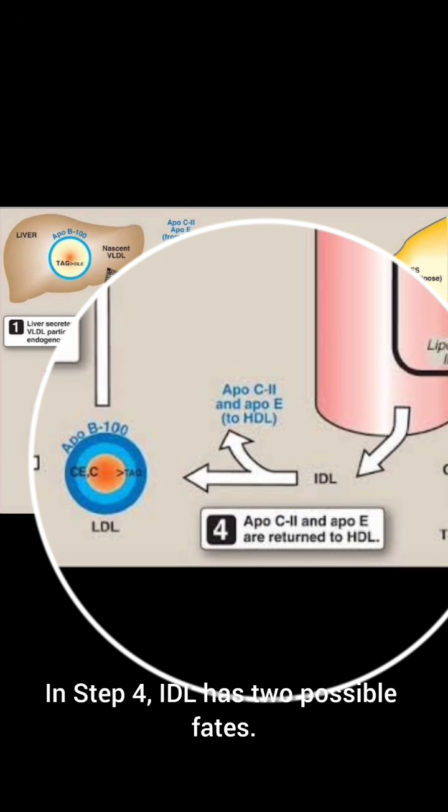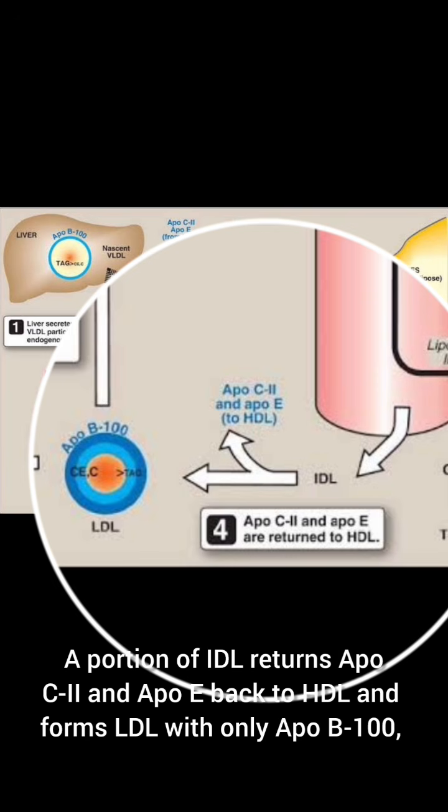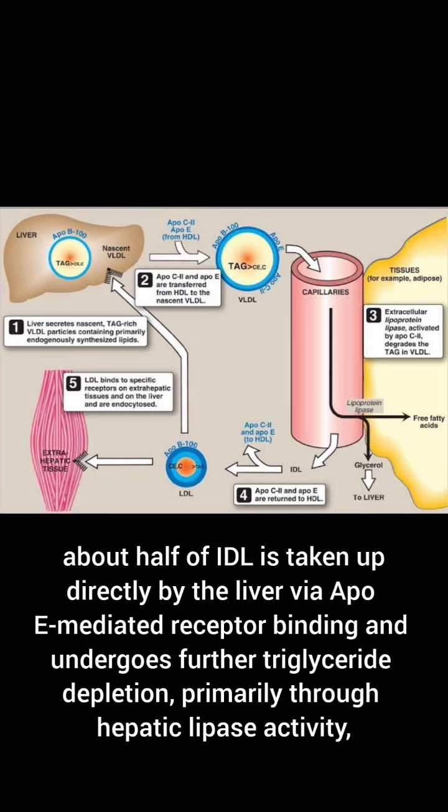In step 4, IDL has two possible fates. A portion of IDL returns Apo C-II and Apo E back to HDL and forms LDL with only Apo B-100. About half of IDL is taken up directly by the liver via Apo E-mediated receptor binding and undergoes further triglyceride depletion primarily through hepatic lipase activity.